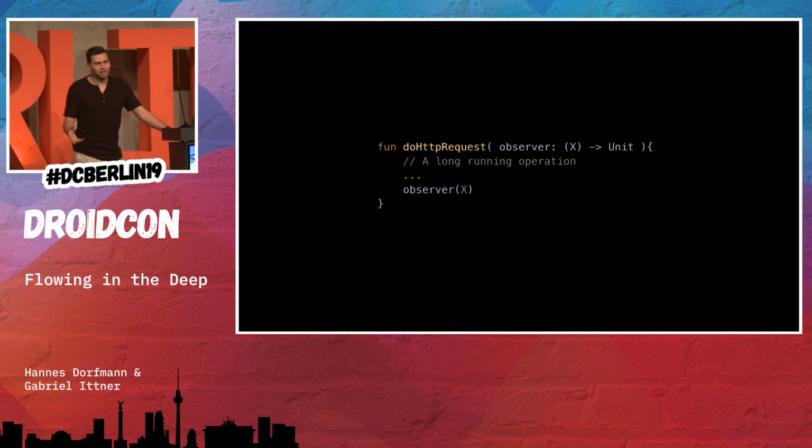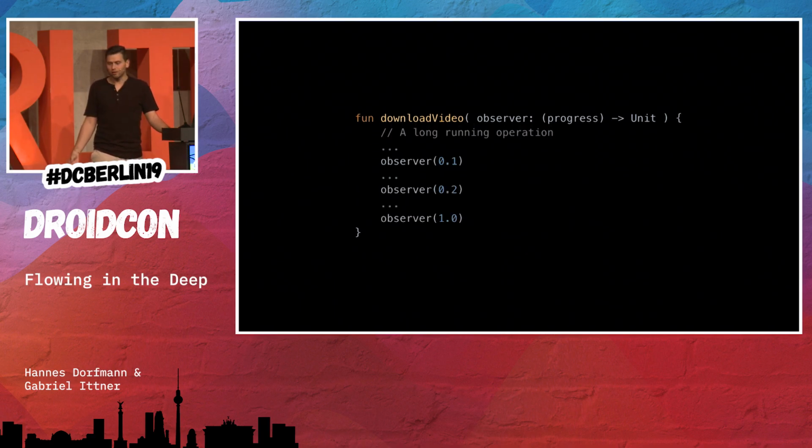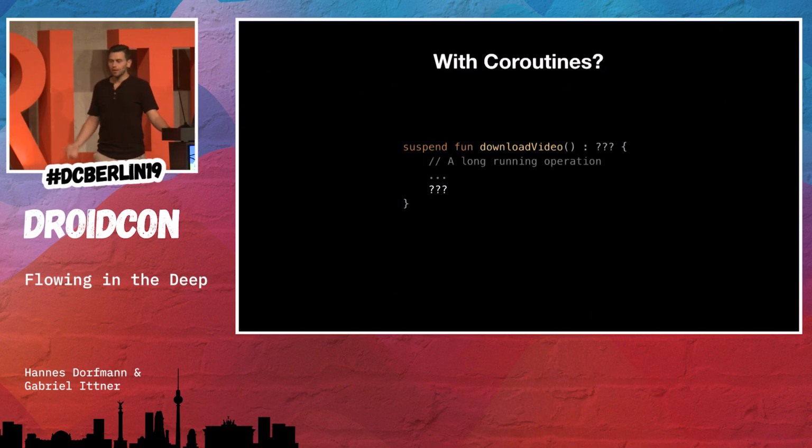So let's take this one step further. So we have this HTTP request, but instead of that, let's move to another example. Now we want to download the video. And not only do we want to download the video, but we would also propagate the progress of how many % of the video has been downloaded yet. Right? So we would like to have something like we download 10%, 20%, 100%. Okay? How would we do that actually with a suspending function?